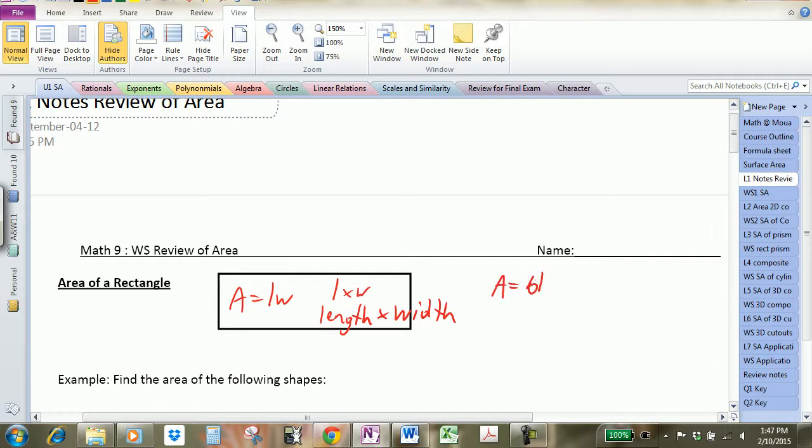Or we can use base and height. Okay, I've seen that before as well. So if you see that in other math, don't be concerned. It's the same thing.